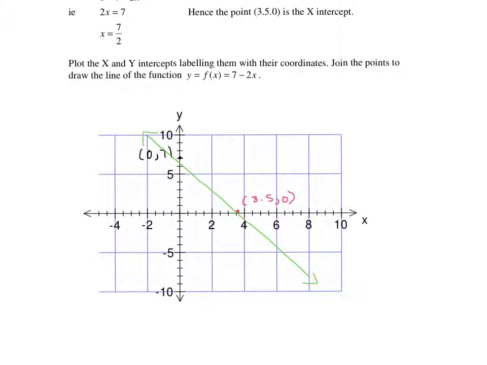Arrows at either end indicate that the line goes on to infinity both ways, and that is the line with the equation negative 2x plus 7. So you can see from that line that as x increases, y decreases, or if you like, as y increases, x decreases.